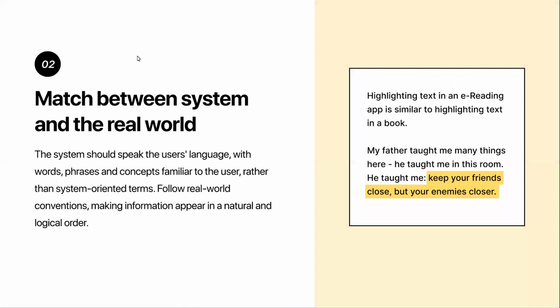So, match between system and real world. The system should speak the user's language, with words, phrases, and concepts familiar to the user, rather than system-oriented terms. Follow real-world conventions, making information appear in a natural and logical order. Now, the illustration on the right-hand side: highlighting text in an e-reading app is similar to highlighting text in a book. Many of us read books. Some of us are Christians or even Muslims. You read your Quran. Now, when you want to highlight, you use either your highlighter or a biro.